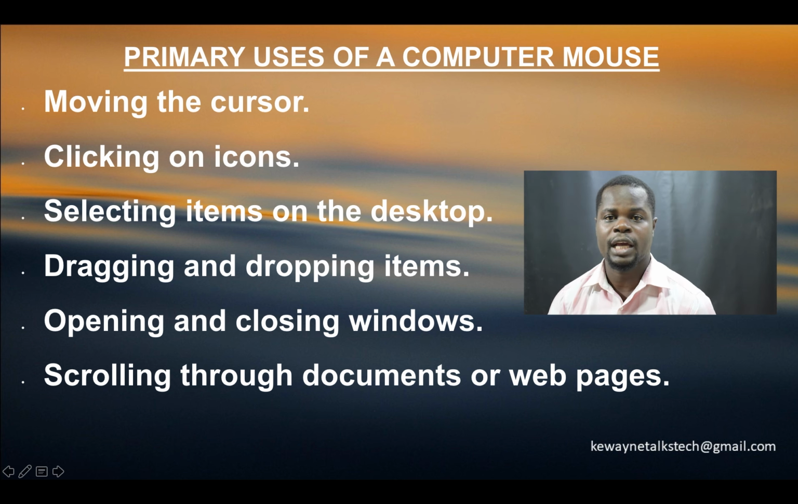We can use it to select items on the desktop as well. We can use it for dragging and dropping of items, and sometimes for opening and closing windows. And when we open any document on a web page, we can use the mouse to scroll through the documents found on that web page or website, and it helps a lot. So these are the primary uses of the computer mouse, but the mouse has other uses as well.